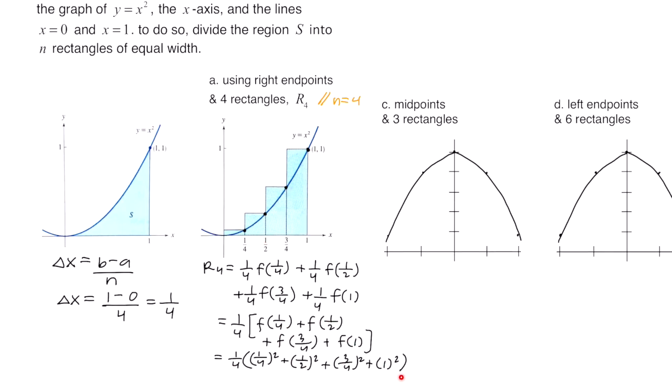Then finally, I'm going to take this entire expression and plug it straight into a calculator, and we end up getting 0.469. Because this graph is increasing at an increasing rate, and we're using right endpoints, this approximation is an overestimate.